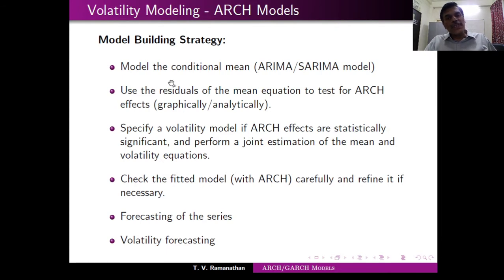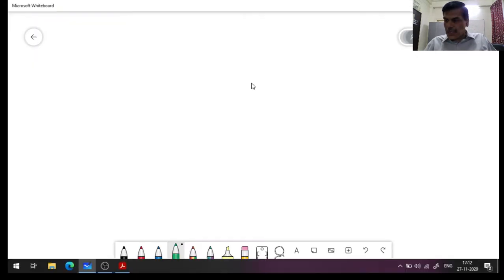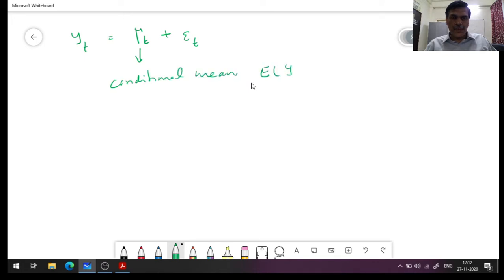In the usual time series analysis, we model the conditional mean. You have the conditional mean: ARMA, ARIMA, seasonal ARIMA, etc. These are modeled for the mean, and then you get the residual from there. If I want to explain this, you have some kind of series, and then you have this mu t, and then you have this epsilon t. This is the conditional mean, which is the expected value of y t given F t.